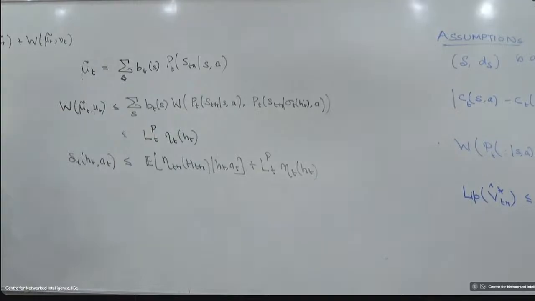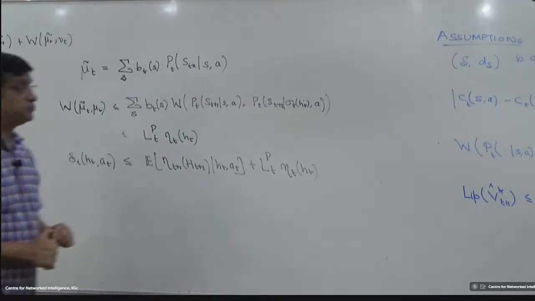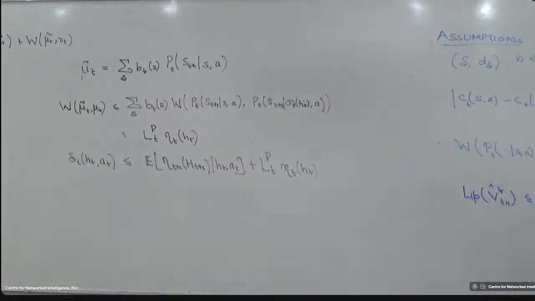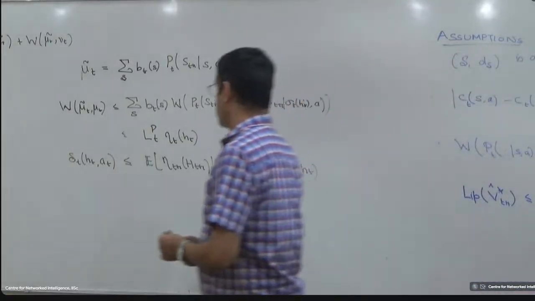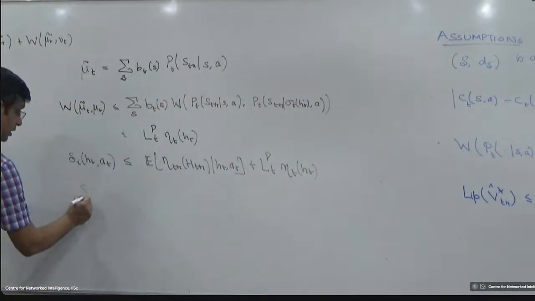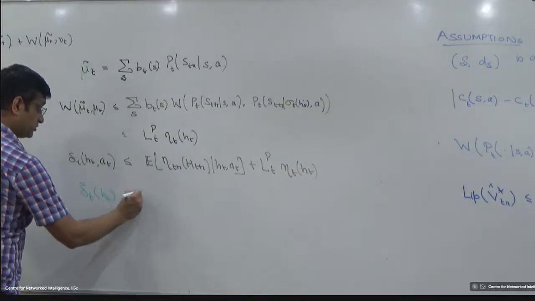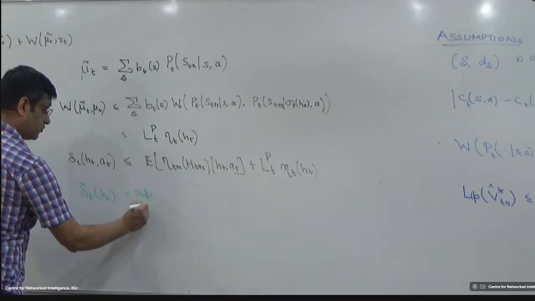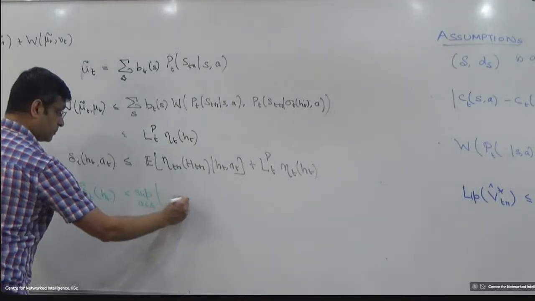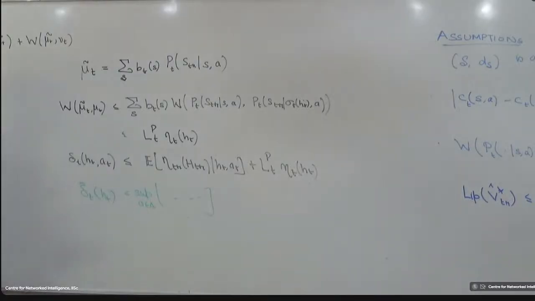And for simplicity, my epsilon bound did not depend on the action, so I can pick a delta bound which doesn't depend on the action as well, to have a simpler version of this. So I'm just going to work with delta bar_t of h_t, which is the supremum over all actions, just to have a simpler expression. And essentially I'm done.